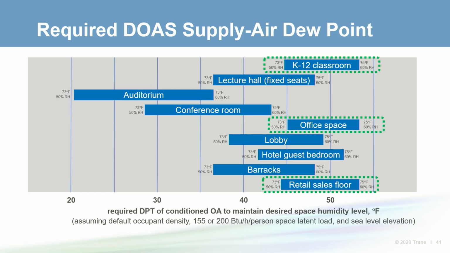But for spaces like classrooms, offices, and retail stores, the supply air dew point from the dedicated outdoor system can be more typical, ranging between 44 and 53. Again, the right dew point supplied by the dedicated outdoor unit depends on the type of space and the desired humidity level. But it can also depend on the type of terminal units being used.